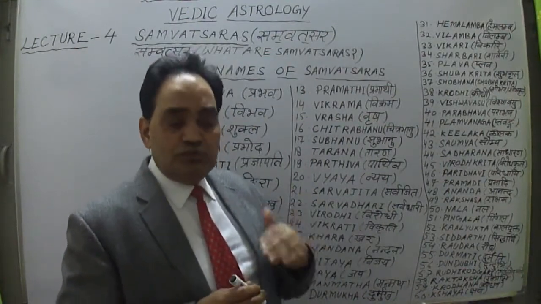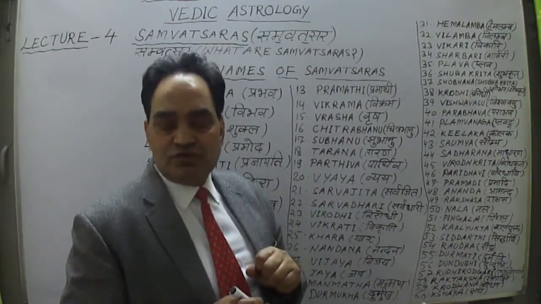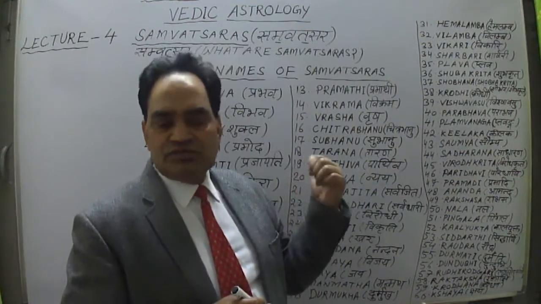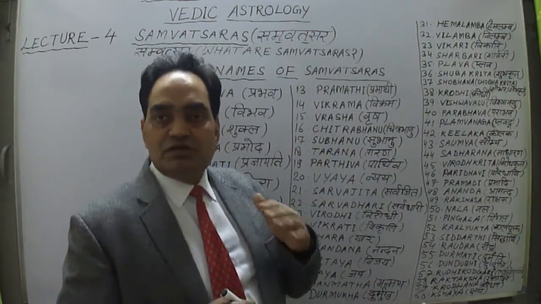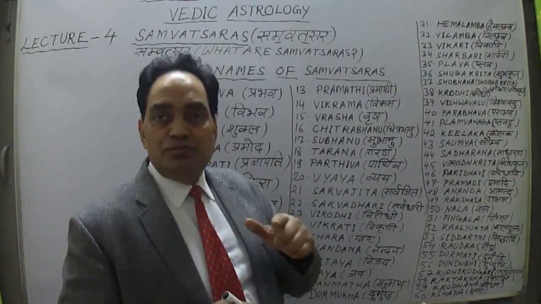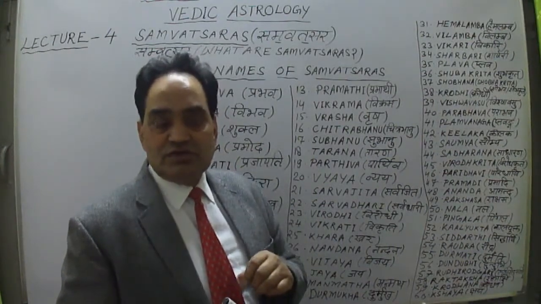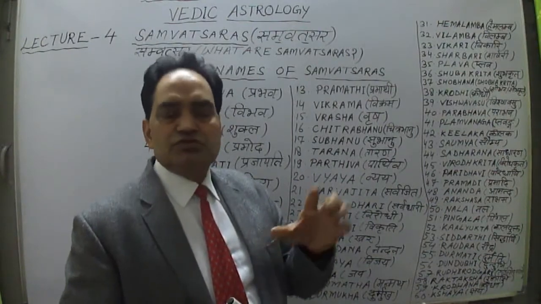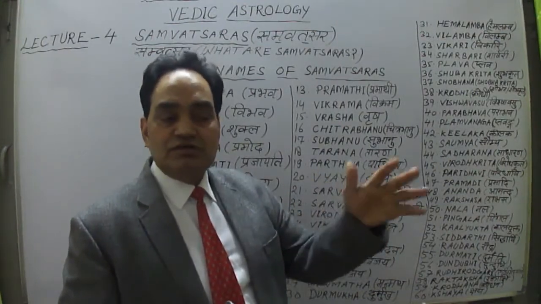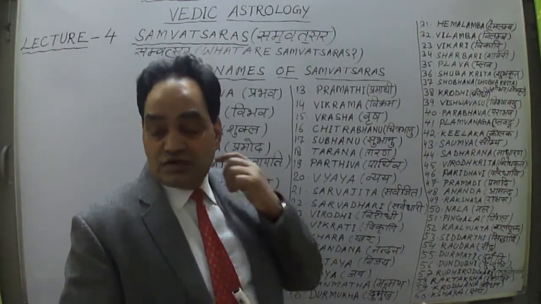This Jupiter's crossing one sign in 1 year is known as Samvatsara. Samvatsara means one full year, either you may say a solar year. It is the total time traveled by Jupiter in 1 year. For example, if Jupiter is in Aries, it will remain there on average for 1 year, then in the next sign for the next year, and for the third sign in the third year. In this way, every year Jupiter covers one sign.